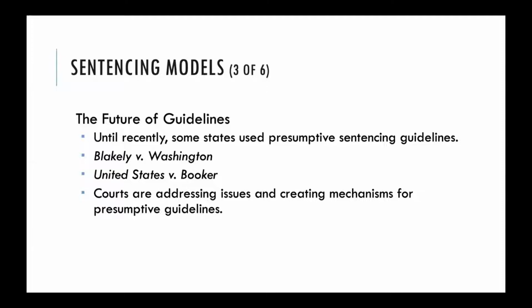Now, in the United States v. Booker, the court ruled that federal guidelines were unconstitutional. Judges should consider the guideline ranges, but must also be permitted to alter sentences in consideration of other facts. This is the idea of looking at mitigating versus aggravating circumstances.